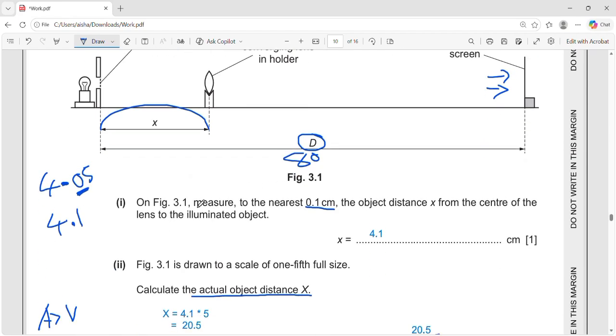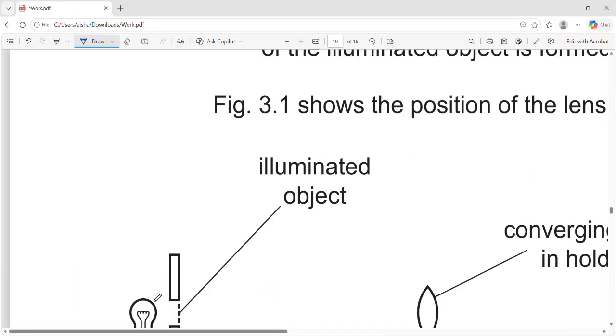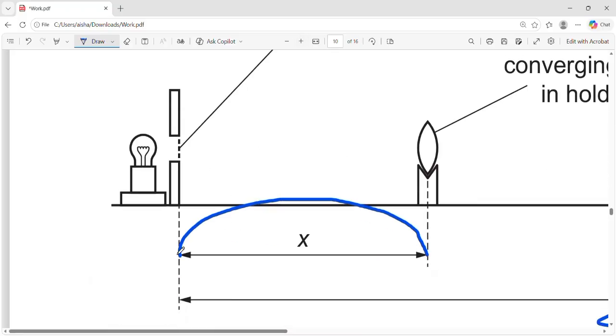Okay. On figure 3.1, measure to the nearest 0.1 centimeter the object distance x from the center of the lens to the illuminated object. Basically this. When it says measure, meaning you have to use maybe a ruler, okay? So if we zoom in here, as I said, we have to take from here all the way till here, okay?